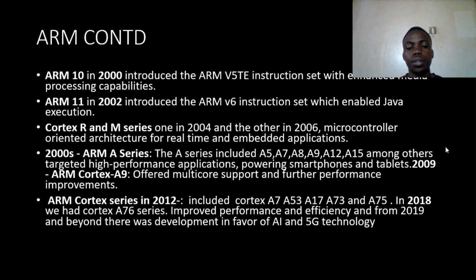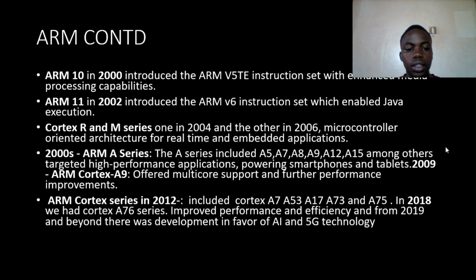Next, we have the Cortex-A series, for example, ARM A5, A7, A8 series, A12 series, among others. This targeted an increase in performance, hence powering smartphones and tablets. Then we look at ARM Cortex-A9 coming up in around 2009 for further performance improvement. And then lastly, we see ARM Cortex series in 2012, among others, having Cortex-A7 series and Cortex-A75 series. These improved efficiency.